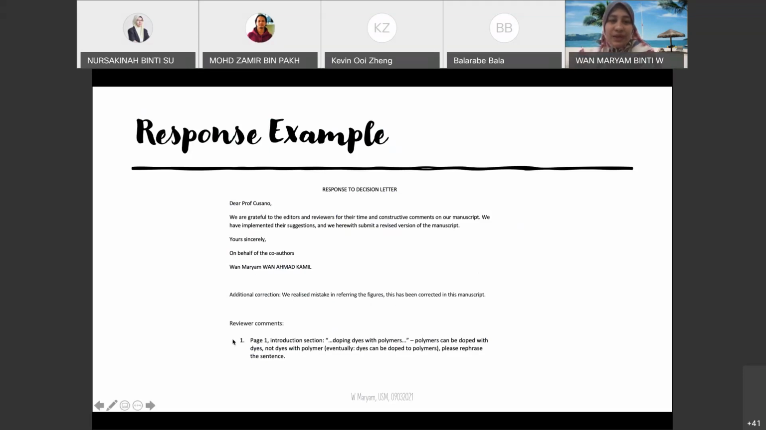Now, the reviewer comment here: page 1, introduction section, doping dyes with polymers. Polymers can be doped with dyes, not dyes with polymer. Eventually, dyes can be doped to polymers. Please rephrase the sentence. What would be your response? How would you respond to this? What would be your answer to this kind of comment? What would you say?